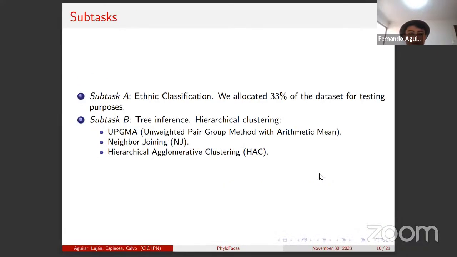There are two main subtasks, for example, ethnic classification. We're not very interested in that, and we won't be focusing on it. What we are interested in is the generation of the tree by using hierarchical clustering with three different algorithms. The first two of them, UPGMA and neighbor-joining, are pretty useful in biology. The last one, hierarchical agglomerative clustering, is most commonly used in computational contexts. So the first two of them might be the best ones, but let's see how they perform.